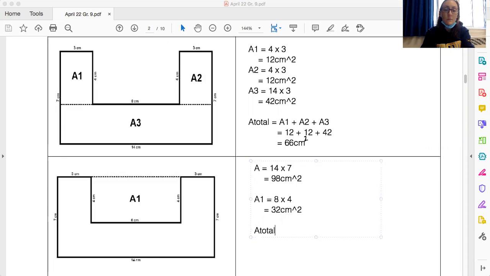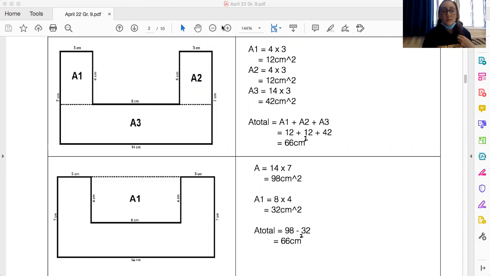And so our total, like we were saying, you're going to have to subtract this time because you're doing the full rectangle and then this part is missing out. That's not really a part of what we're looking for. So you're going to do 98 minus 32, which again gives us our 66 centimeters. Okay, and don't forget the squared. So it all gave you the exact same amount. Okay.